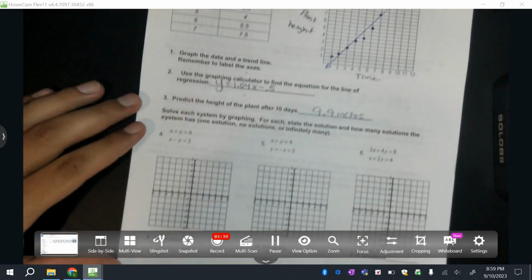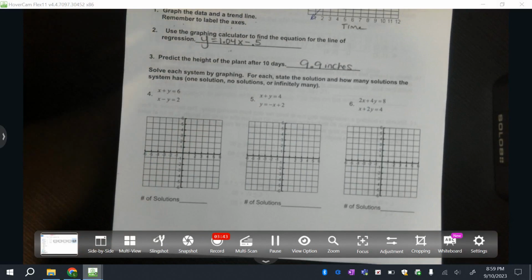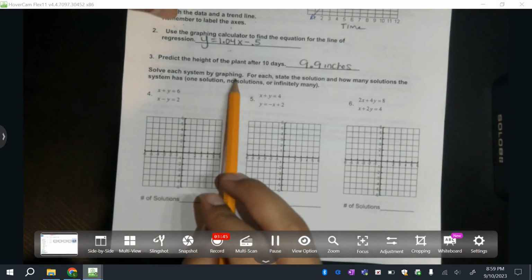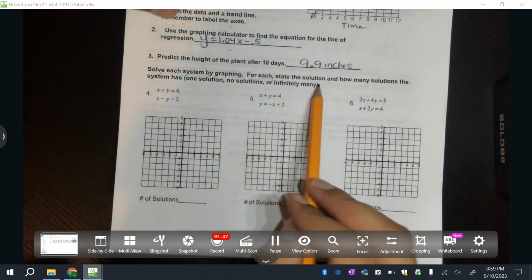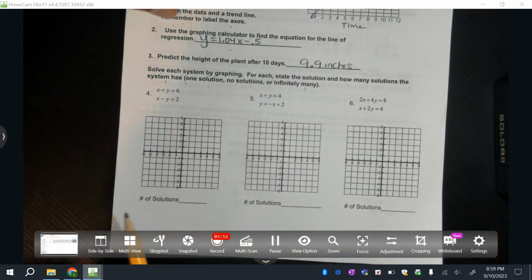Alright, so now let's go to number 4. Number 4 says solve each system by graphing. For each, state the solution and how many solutions the system has: one solution, no solution, or infinitely many.